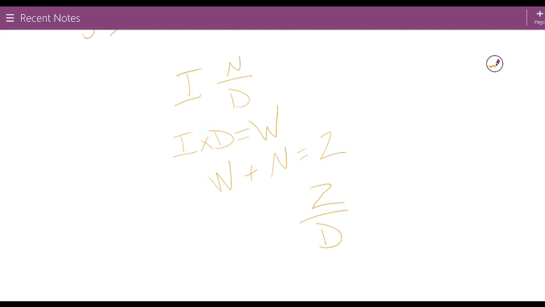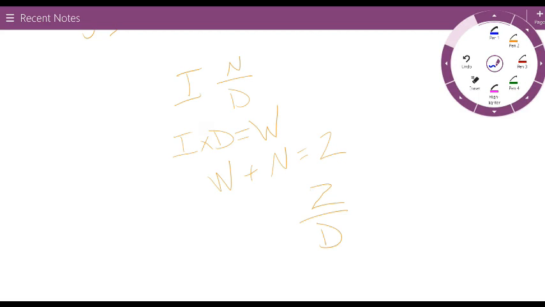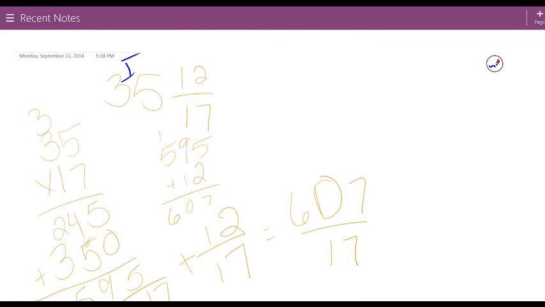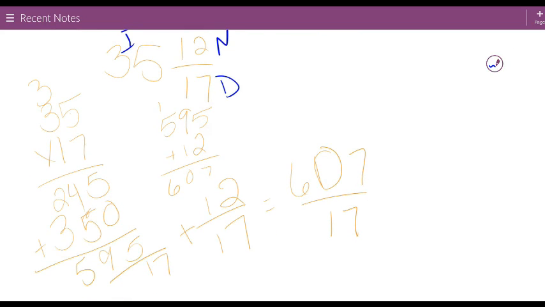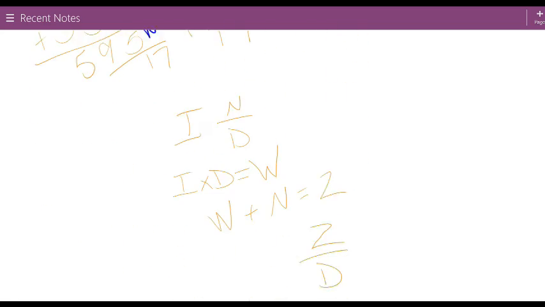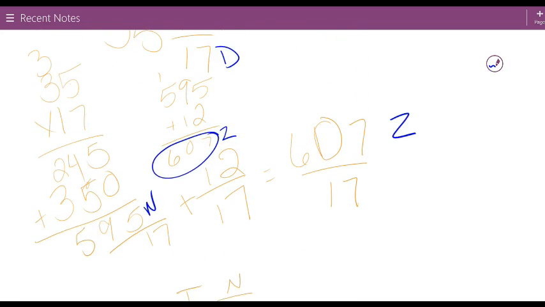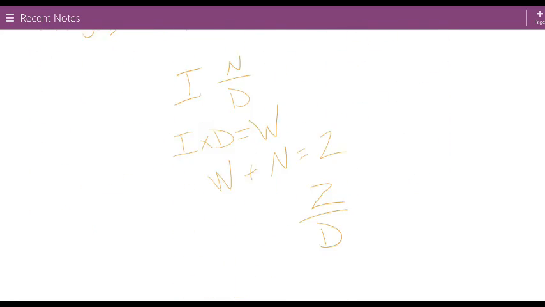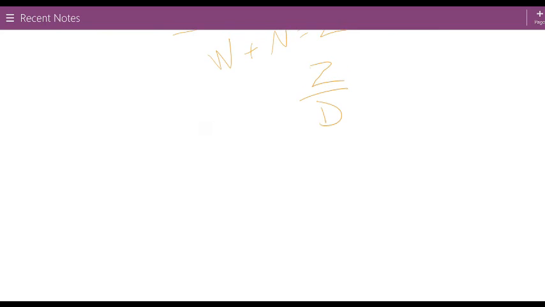over our denominator. So in this scenario, let me change colors so we can see things a little bit better. So 35 was our integer, 12 was our numerator, 17 was our denominator, 595 was our value W, 607 was our value Z, and then we ended up with Z over denominator here. Okay, so hopefully that helps a little bit more.